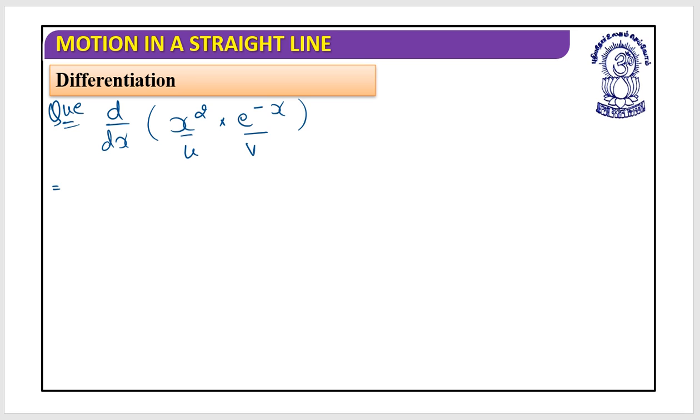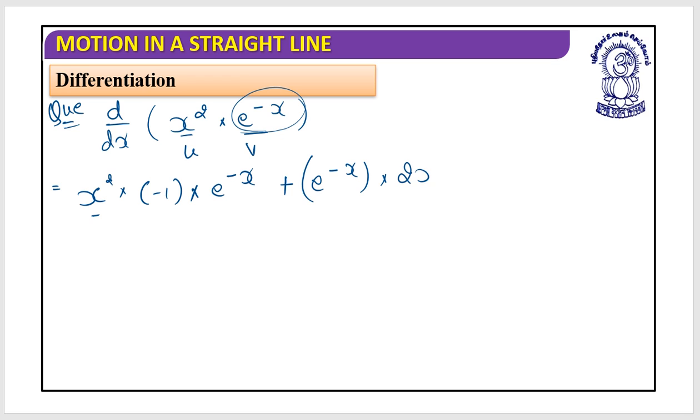So first you need to write u, it's x square, multiplied by dv by dx. But before we get dv by dx, I need to apply the chain rule. Look, it has minus of x, so it would be multiplied by minus 1 multiplied by e to the power minus x. Plus, you have already written u into dv by dx. Now it's time for v into du by dx. So this is e to the power minus of x multiplied by du by dx. It is 2x. Yes, absolutely right.